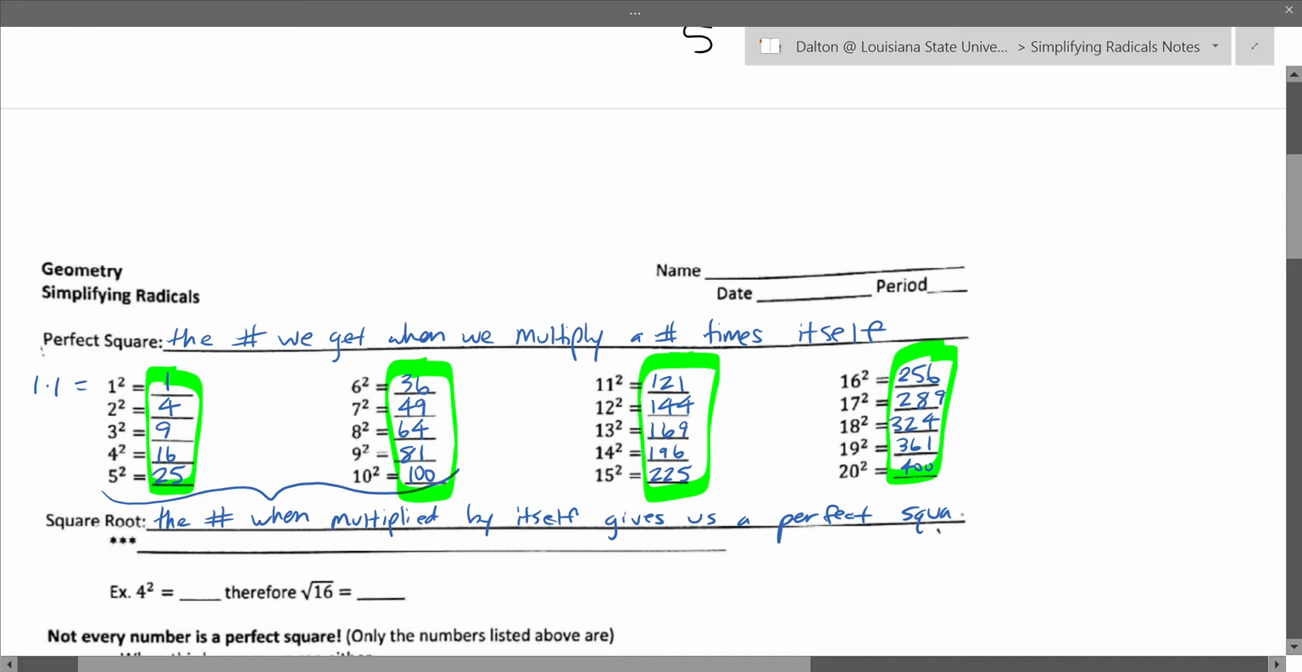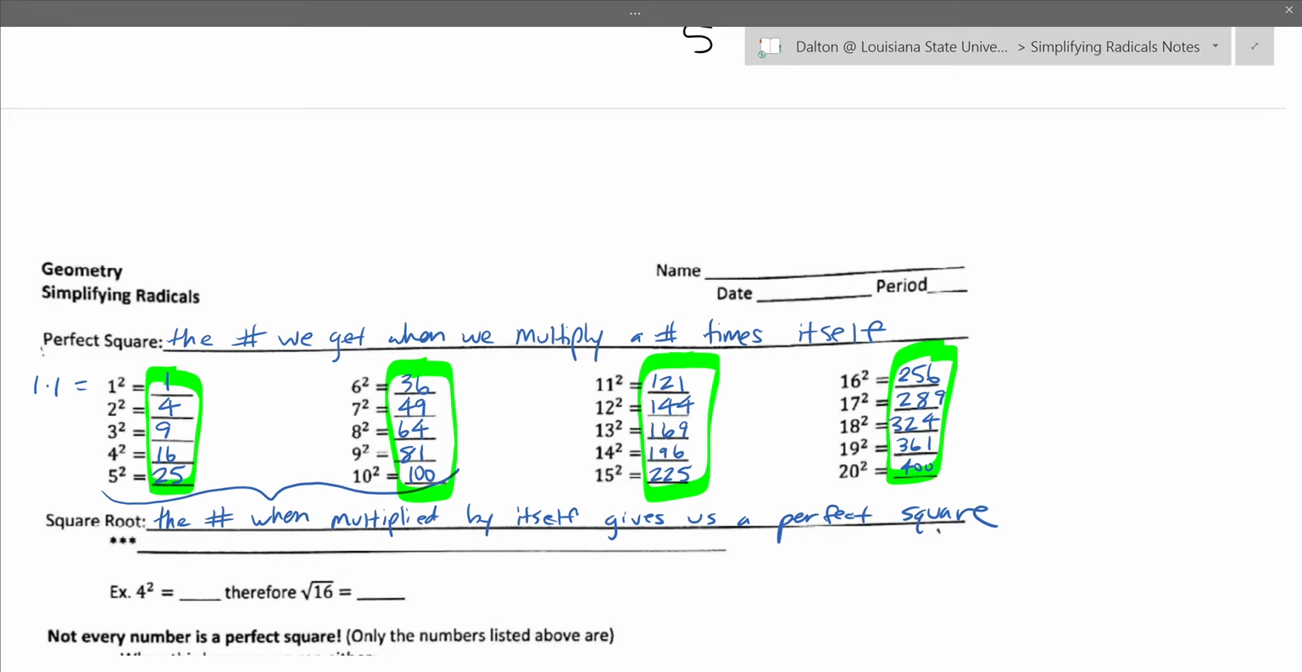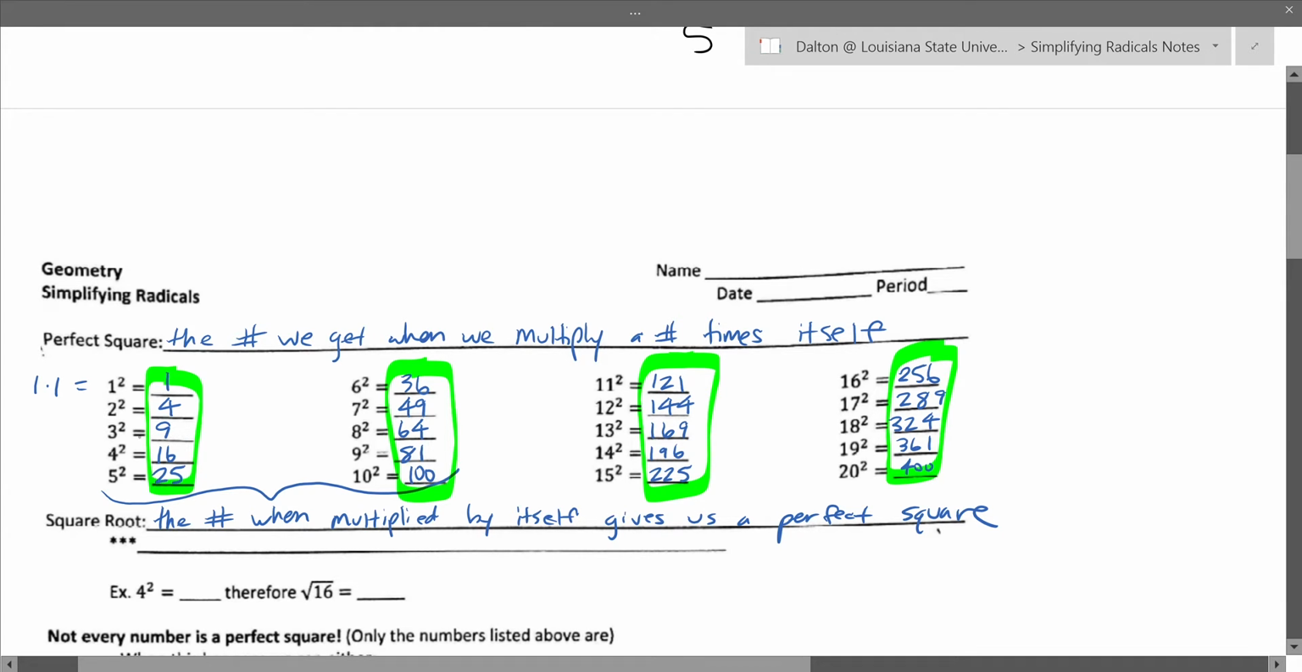The number when multiplied by itself gives us a perfect square. So what numbers gave us the perfect square? So for the perfect square of 9, the number 3 gave us that, right? Because 3 squared is 9. So then we could say 3 is the square root of 9.